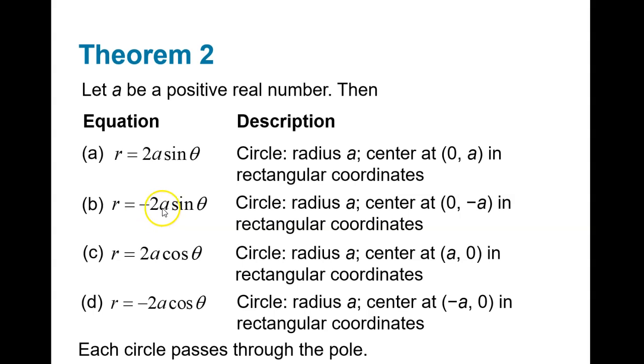Same thing right here. The center is at negative a, but the farthest point below, again on the y-axis, is negative 2a, the number that's in front of sine. And then the same thing happens for cosine. It's just left and right. The farthest point to the right is 2a. The center is at a. The farthest point to the left is negative 2a. The center is at negative a.